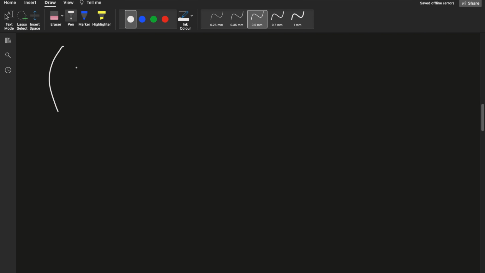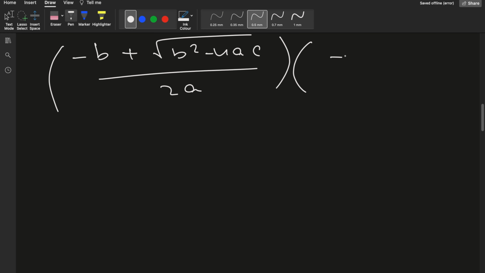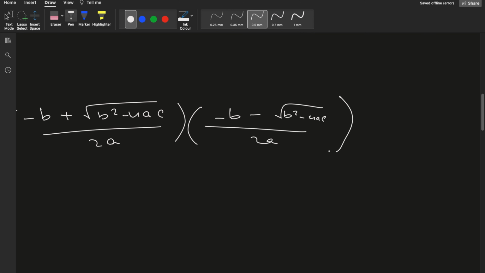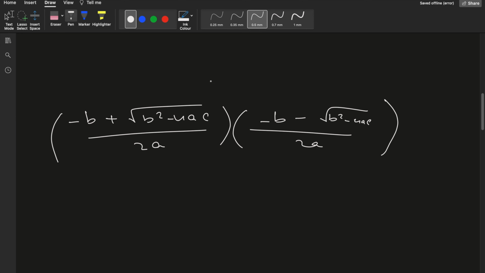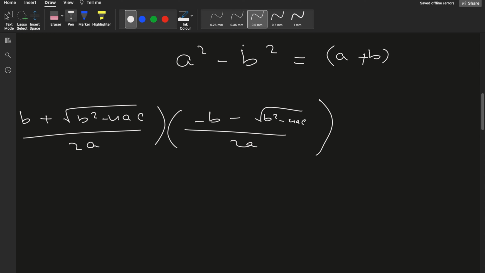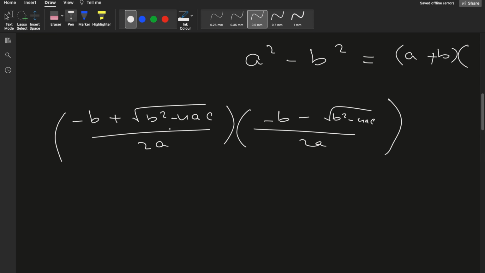So what we'd have to do is (minus b plus square root of b squared minus 4ac) divided by 2a, into (minus b minus square root of b squared minus 4ac) divided by 2a. So we know that a squared minus b squared equals (a minus b) into (a plus b), either way, into a minus b.